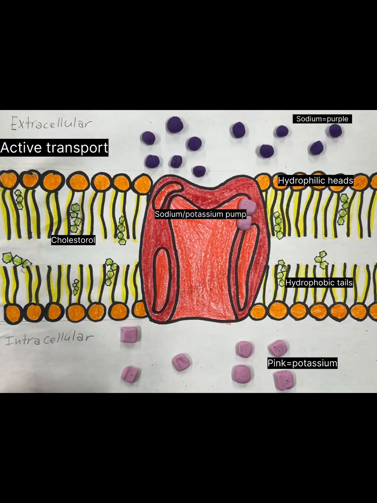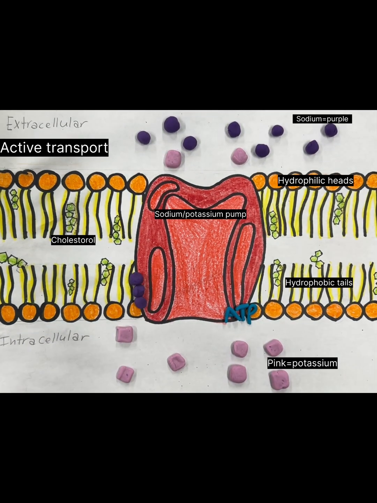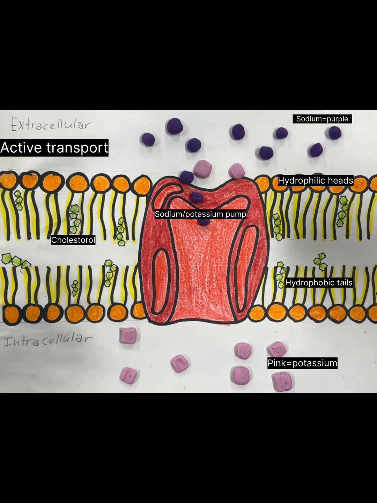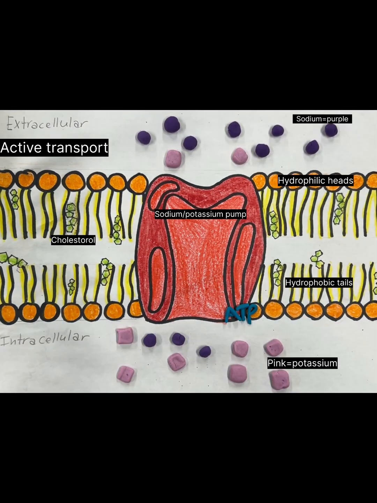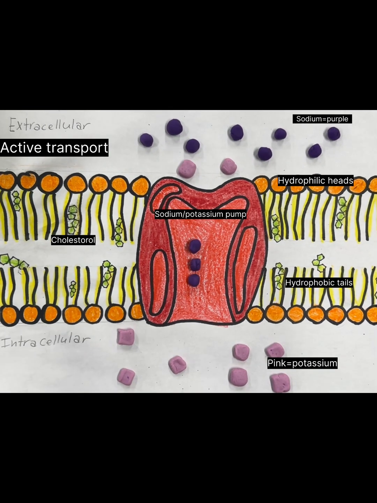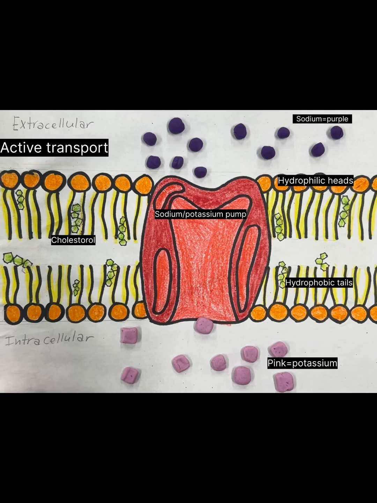This pump is unique because it moves sodium and potassium against the concentration gradient, from a low to high concentration instead of a high to low concentration. This means that it is undergoing the process of active transport and therefore uses energy in the form of ATP.